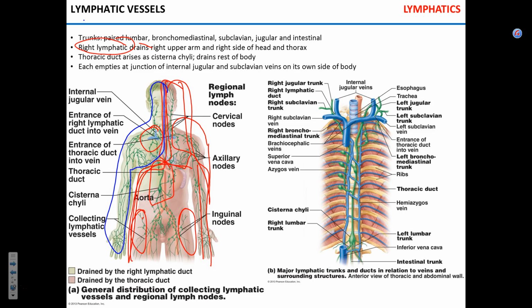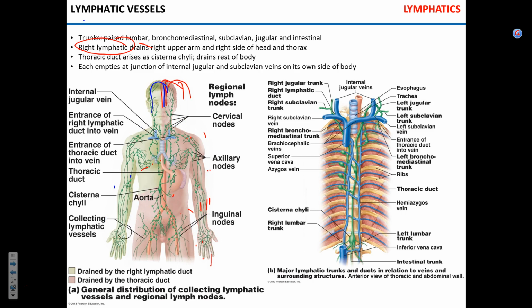Does that make sense? Now, where do these ducts deliver the blood? First of all, they deliver it at the converging point between the internal jugular vein and subclavian vein. Okay, so you see here, that's internal jugular, that's subclavian, that's where the ducts empty. Good?